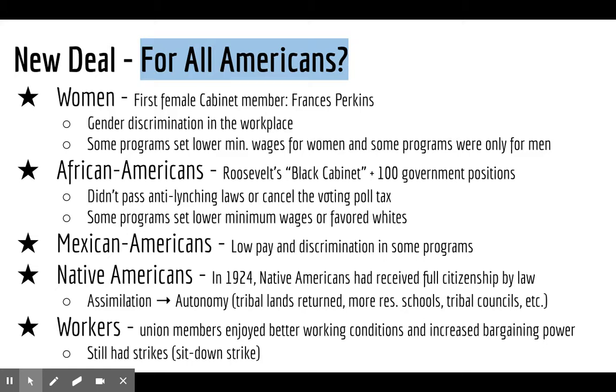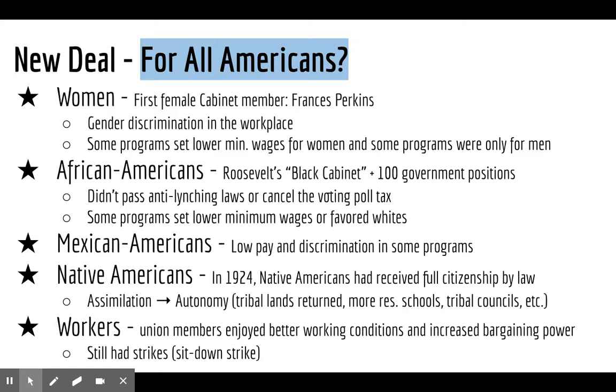So, okay, you want some positive news? Shocker. Native Americans. I know, right? In the chaos of the Great Depression, which I have a theory about why this happened, Native Americans actually received a lot of benefits. Right before the Great Depression, in 1924, Native Americans had finally received full citizenship by law. It's about time. I mean, we were on this land before you. But Native Americans can now be full citizens.